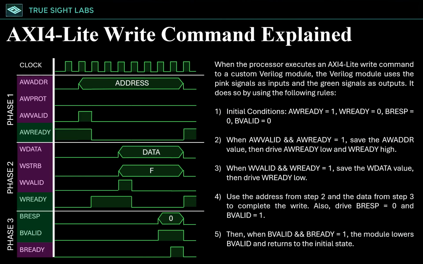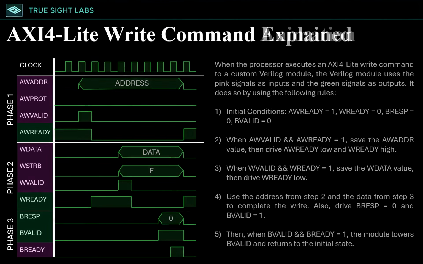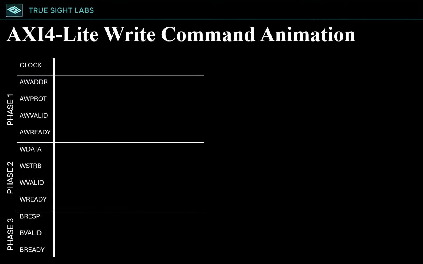When the processor executes an AXI4-Lite write command to a custom Verilog module, the Verilog module uses the pink signals as inputs and the green signals as outputs. It does so by using the following rules. The following animation shows exactly what happens during an AXI4-Lite write command.